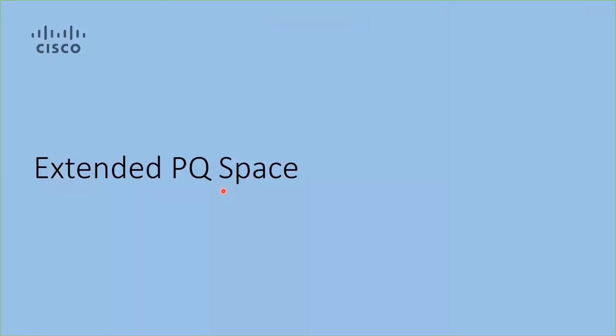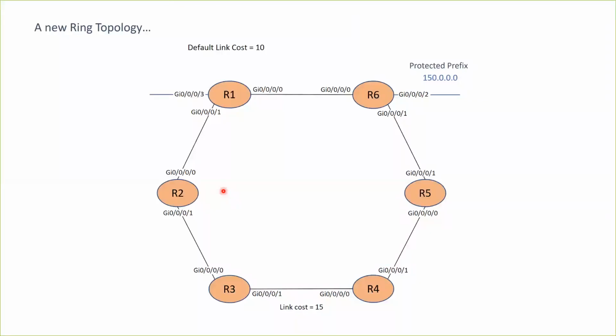Now we look at what is extended PQ. So why extended PQ? Again, now we have a 6 router topology. In this case, can you tell me what are the P nodes? Link cost is 15 here, remember? It's 10 everywhere else, just between R3 and R4 it's 15. R2, R3 are the P space, right? What is the Q space?